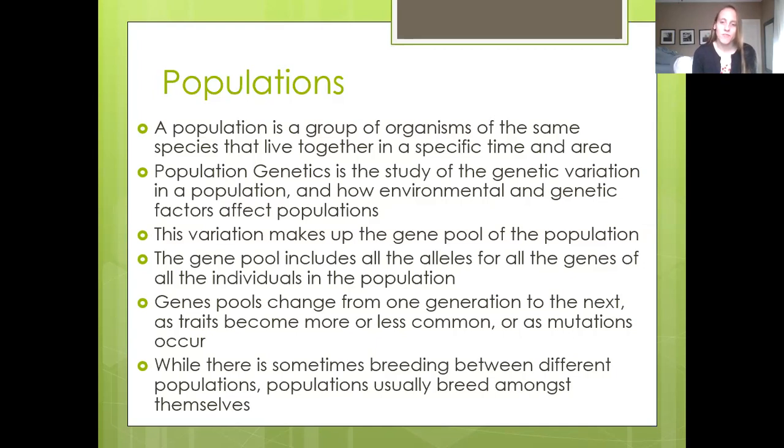Gene pools do change from one generation to the next because some traits are selected for and become more common, and other traits are selected against and become less common. You also have mutations that occur that can introduce new genes or new alleles into the population. When there is breeding between different populations, that can also introduce new genes and new alleles. If populations are only bred amongst themselves, then you have to get natural selection to be a force of change, or mutations.